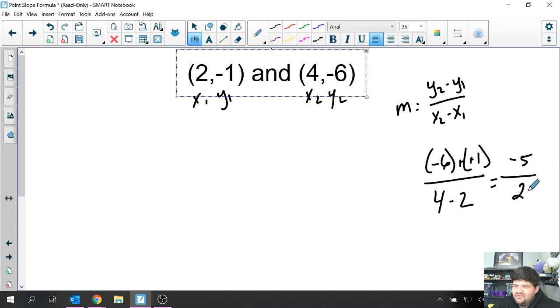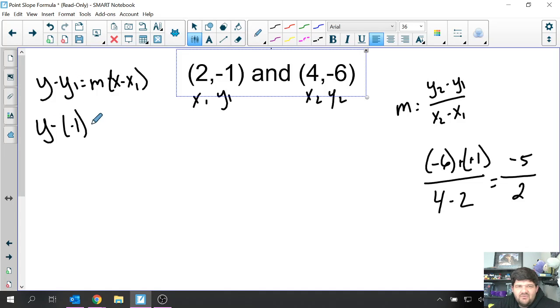4 minus 2 is 2. So we got a little bit of a weird slope here for the first time. So using this as our slope then, remember the formula is, and it's point slope form, it's not really a formula, m times x minus x1. Y and x don't change. Y1 comes from our point, which in this case is -1.